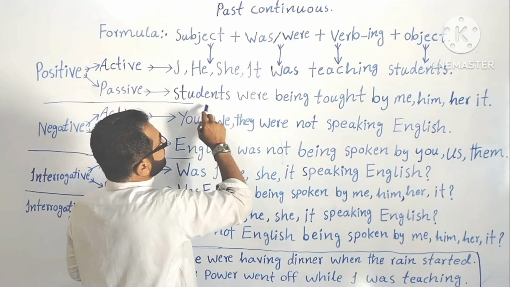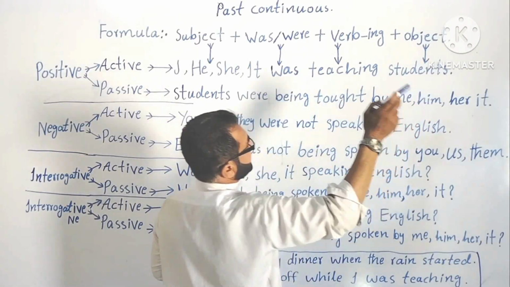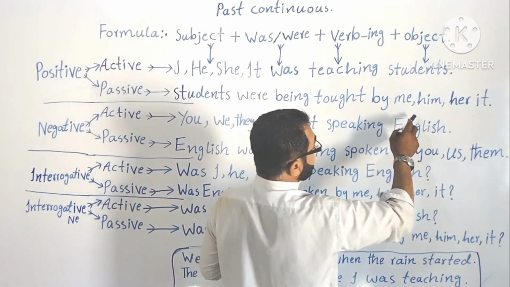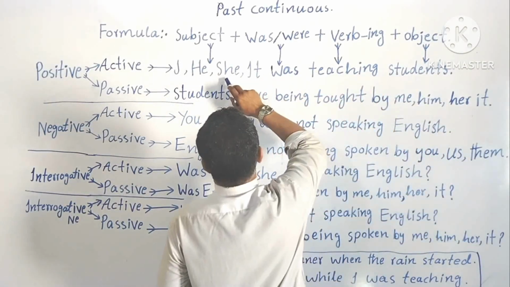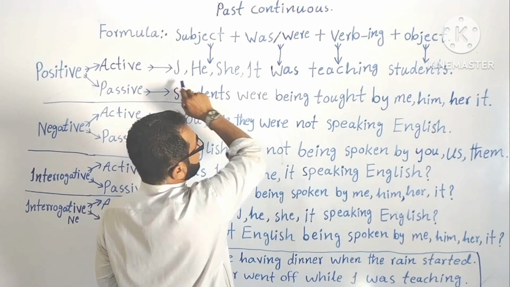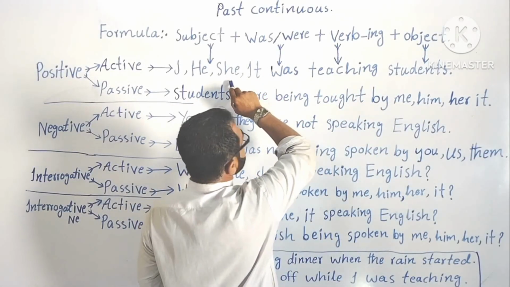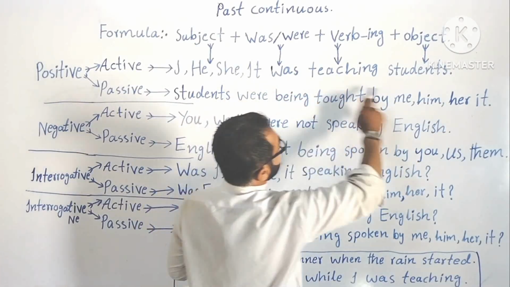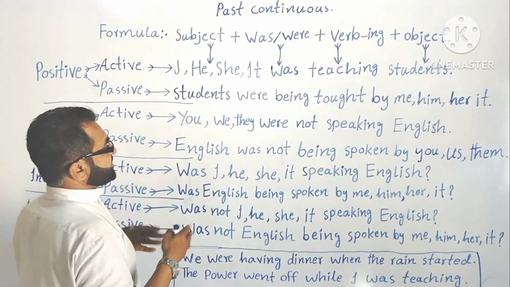Passive voice. Students were being taught by me, by him, by her, by it, by any etc. Okay, so exactly the same. Here also you have to use one object, not all of them. As the subjects, you can see, if you have written subject I, it will be me. If you have written he, it will be him. If you have written she, it would be her. If you have written it, it would be it. Okay? So, you'll have to phrase the sentences in this way.